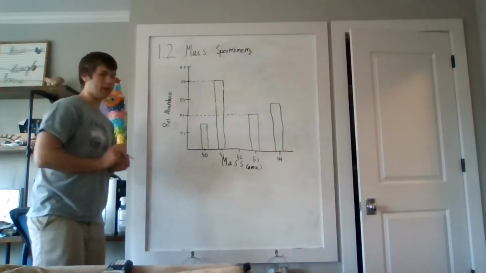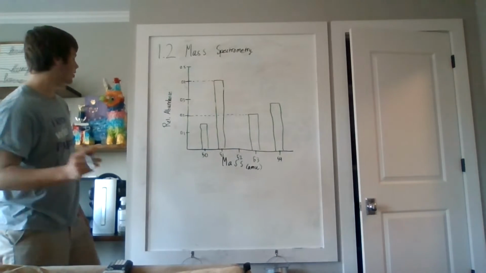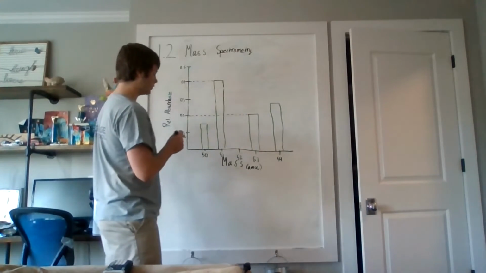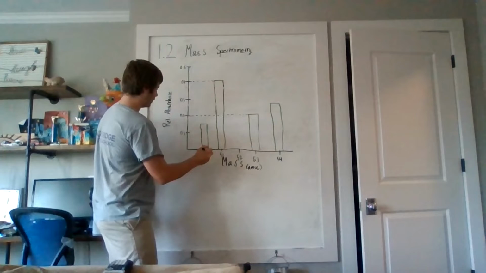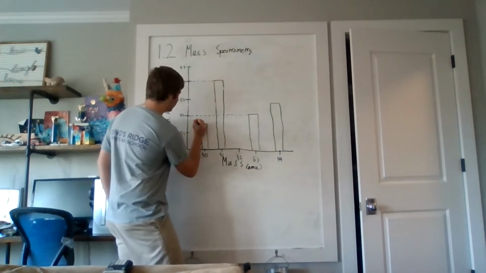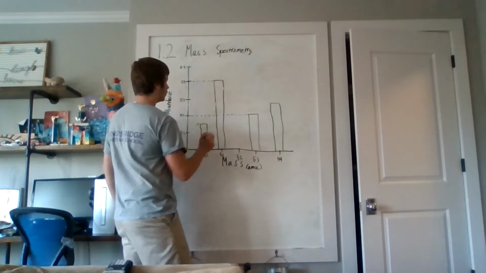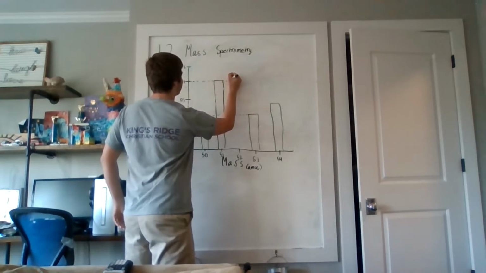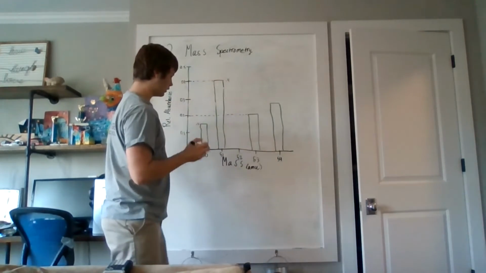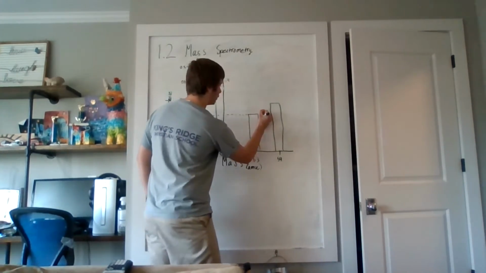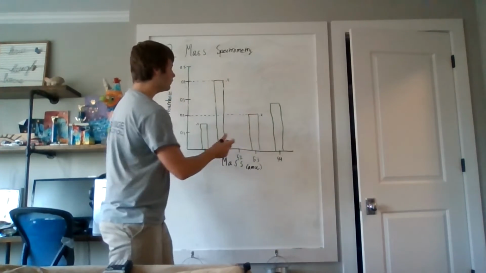And the way we do that is by getting the relative abundance of each isotope. For this one, it is about 0.15. For this one, it is about 0.4. 53 is about 0.2, and 54 is about 0.25.